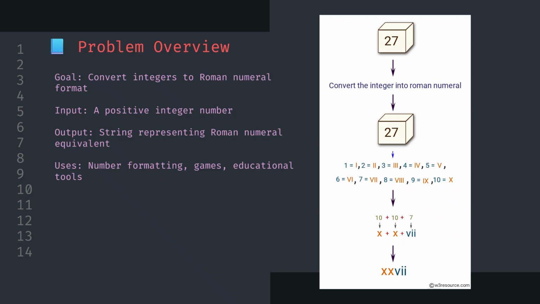So, why would we want to convert numbers into Roman numerals? Well, it comes in handy in games, clocks, or even displaying chapters and levels. Our goal is to take any integer and produce the correct Roman numeral string. Let's check out how the code handles this.